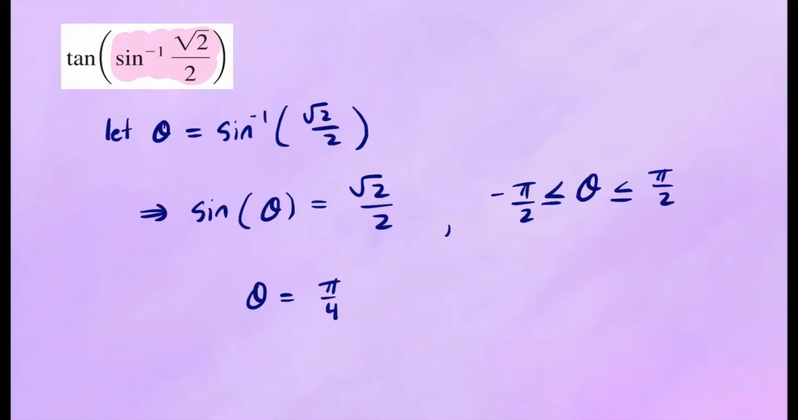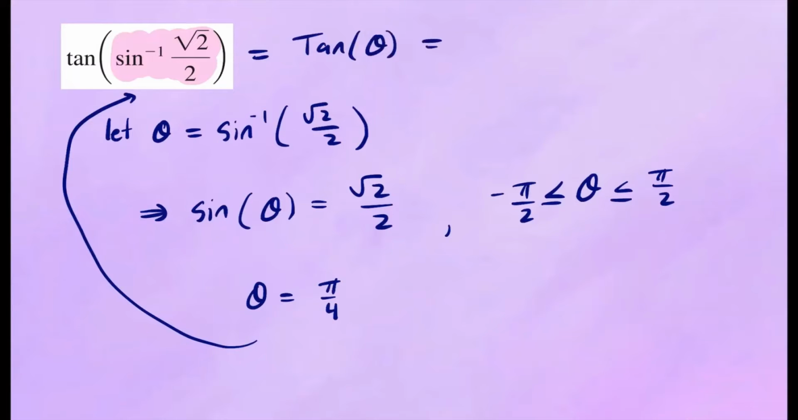And once you figure that out, that's what you're going to plug in here. So our original question can be written as now tangent of theta. But we know theta is pi over 4. So we're really evaluating just tangent of pi over 4. And we know from memory that tangent of pi over 4 is 1.